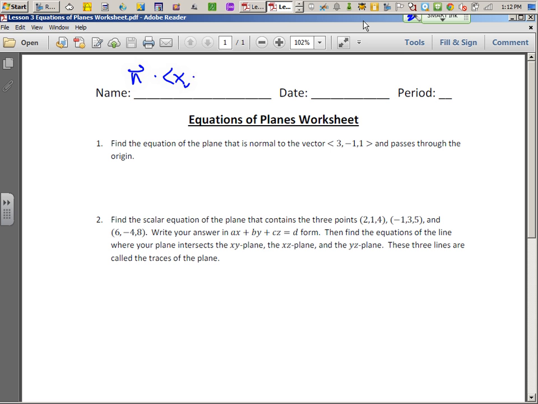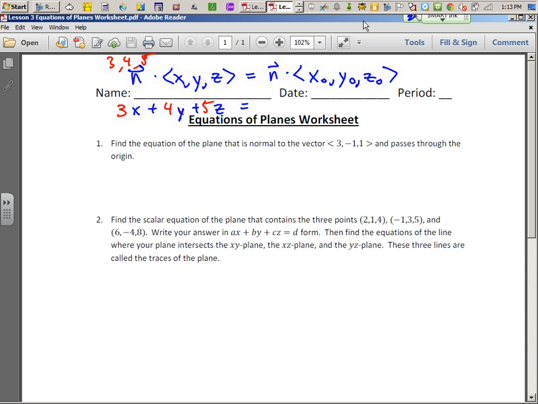Our main strategy is to dot the normal vector with x, y, z, and dot the normal vector with a position vector for a point in the plane. So the left side is going to give you variable stuff. For example, if the normal vector is like 3, 4, 5, then it's going to give you 3x plus 4y plus 5z. That will be your left side.